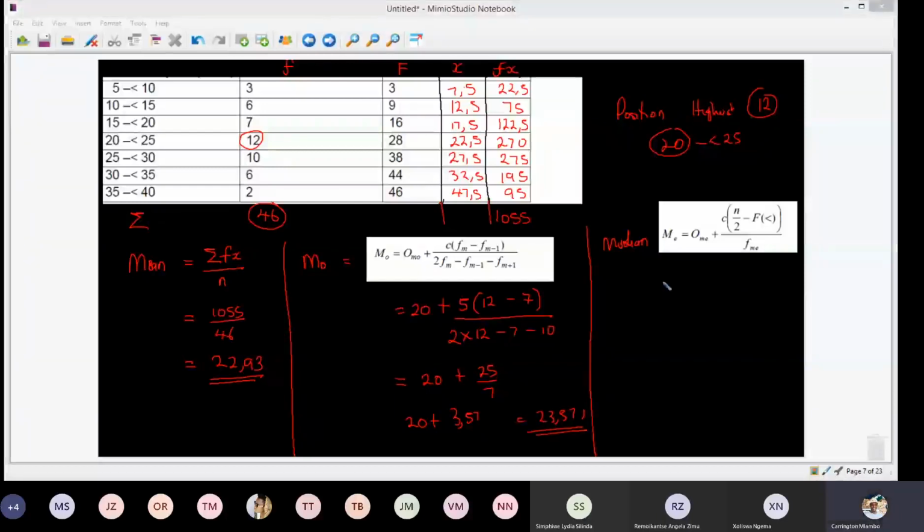For the median, what do you have to find first? Is the middle position. Can you try? Anyone who wants to try for the median? Do we have people here?